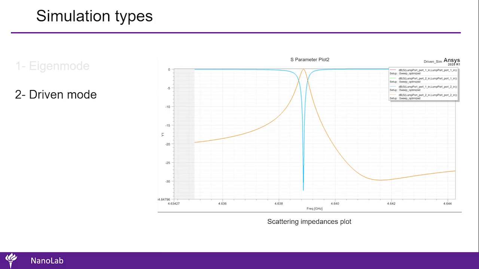So why S parameters? They are the standard way to describe how energy flows through a microwave device, or better to say, how much power is transmitted, how much is reflected, and at which frequencies resonance occurs. By combining eigenmode and driven mode simulations, we get both the fundamental properties of our resonator and its practical response when connected to measurement equipment.